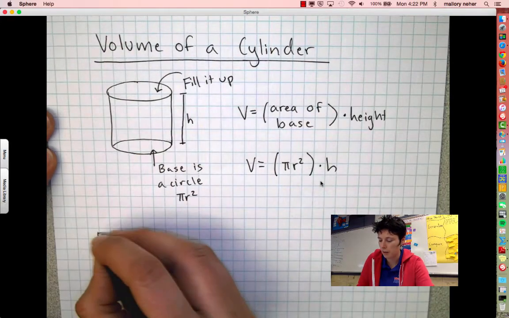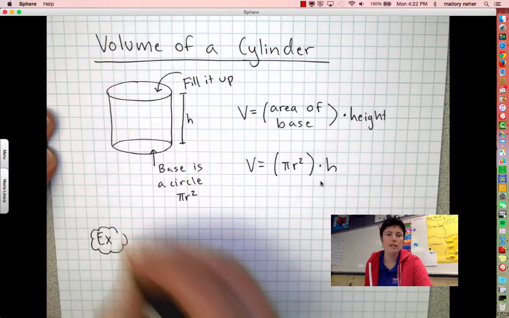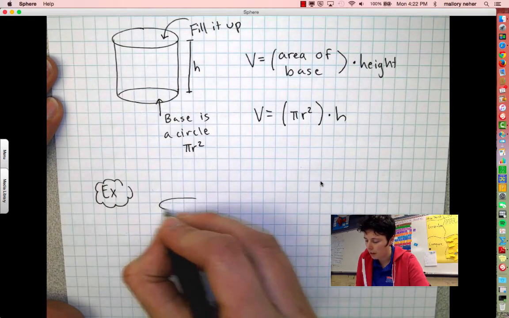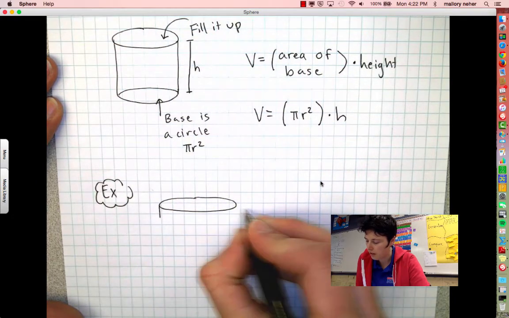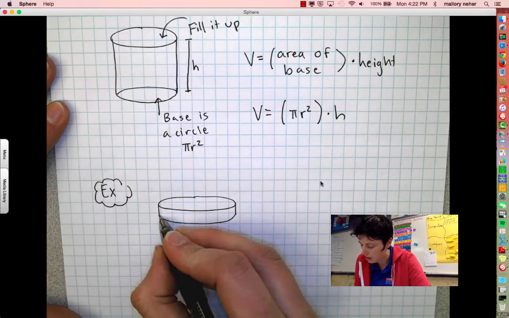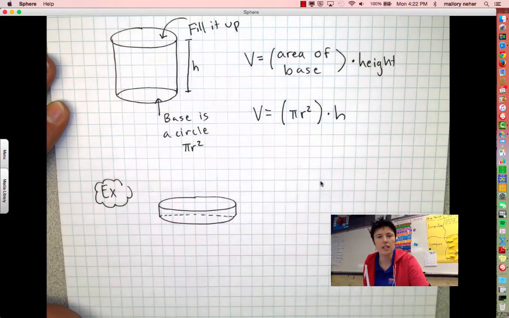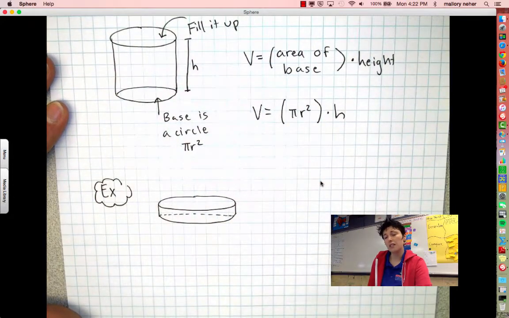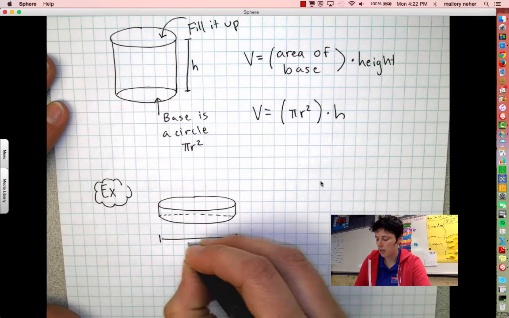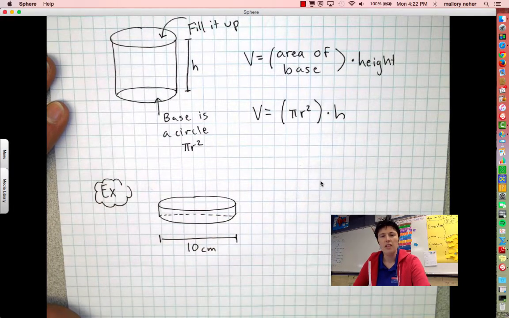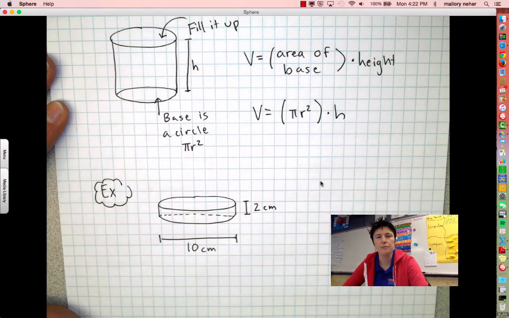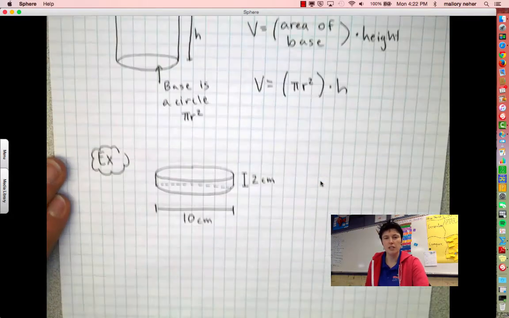So I'm going to give you an example now. Let's say we have a cylinder, and it looks a little bit different than this one. Let's say it's a little wider and shorter, more like a disc or something. Here's my cylinder. Now technically it's a circle base, so I'll put a little circle back there like that. And I tell you that this cylinder has a width across that measures 10 centimeters. And it has a height from here to here of 2 centimeters. It's kind of short. And I want to find the volume of this little object.